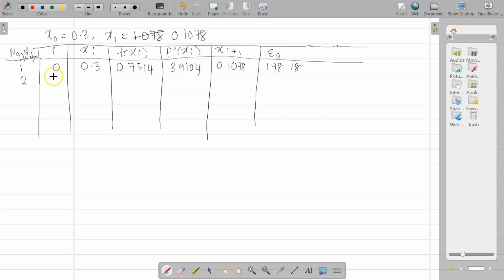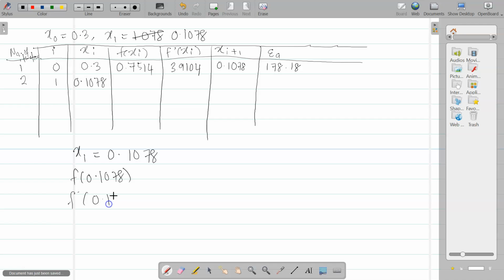For iteration number 2, our I now we need to increase as well. Instead of 0 it becomes 1. And when I is 1, we have x1 equal to 0.1078. So this is x1. You need to choose this one as your x1. That is, the previous answer will be the current initial value. So here 0.1078 as this x1, and then we need to compute function of 0.1078 and also f prime of 0.1078.